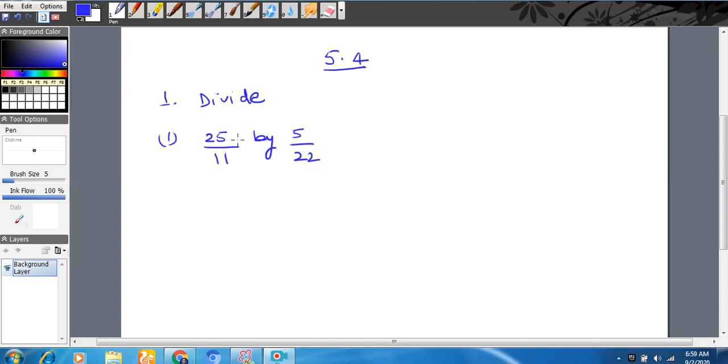Now you can see we have two rational numbers. So we will write the first rational number as it is. It is the dividend, and write the division sign instead of by.